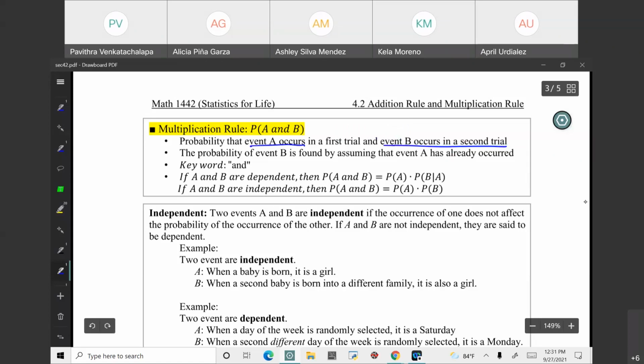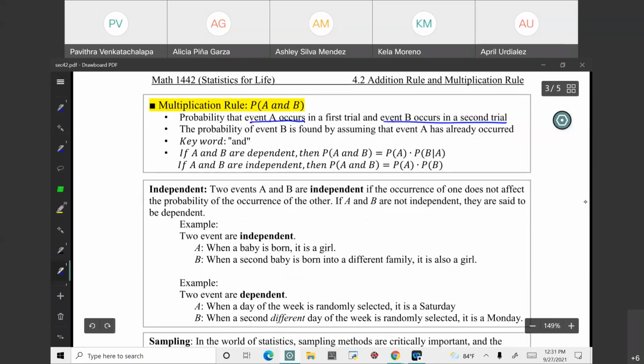So in this, they assume that event A has already occurred. So when you say probability of A and B, order matters. Okay? A has already occurred and B is an event which is occurring. So that is called the multiplication rule. So you have to focus on the keyword and.